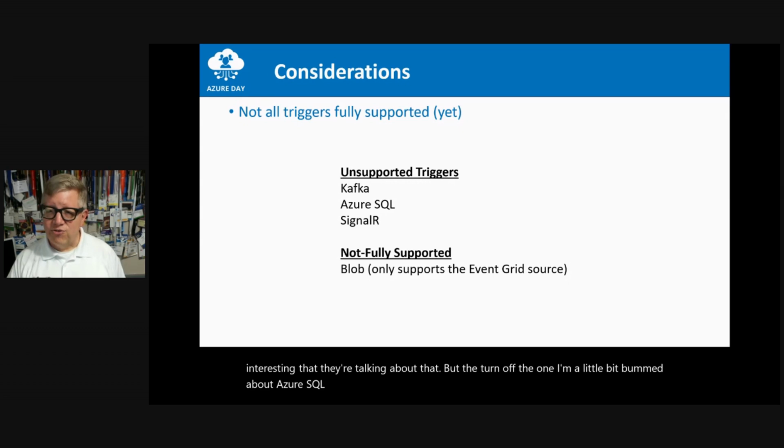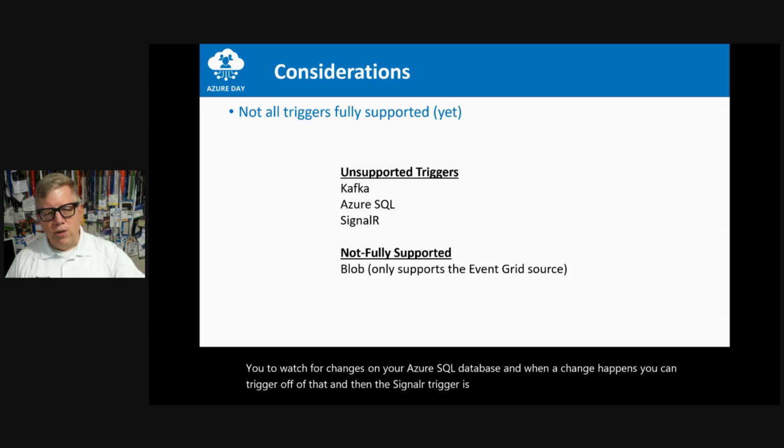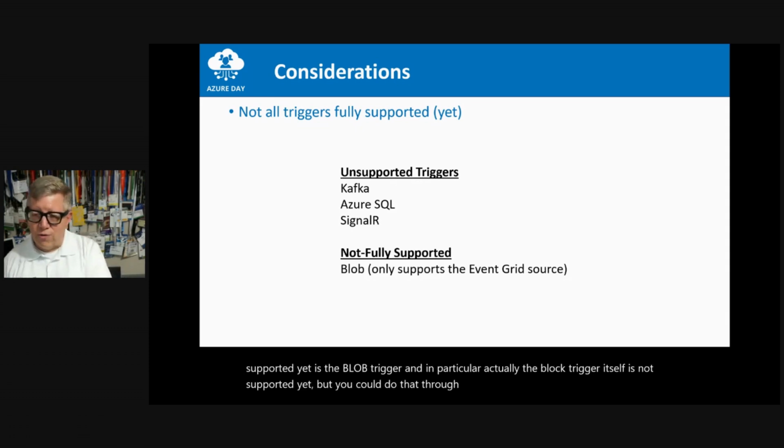So that Azure SQL trigger allows you to watch for changes on your Azure SQL database, and when a change happens, you can trigger off of that. And then the SignalR trigger is not supported yet. And then the one that's not fully supported yet is the Blob trigger. In particular, the Blob trigger itself is not supported yet, but you could do that through the Event Grid source. And honestly, that is the way you should do it anyway.